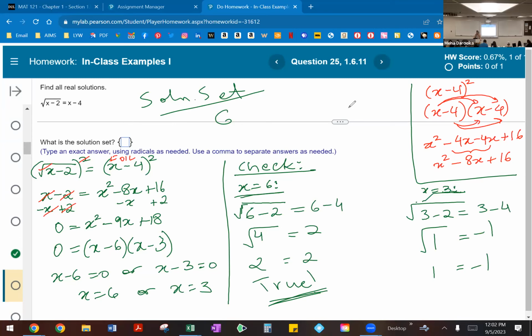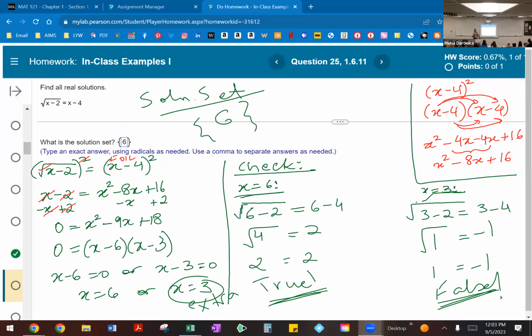-1. This is where you can see we're getting a false statement because my left-hand side does not match my right, which means x equals 3 is that extra solution which does not satisfy our original equation. So you actually only have one number that works in this case, and that is 6.